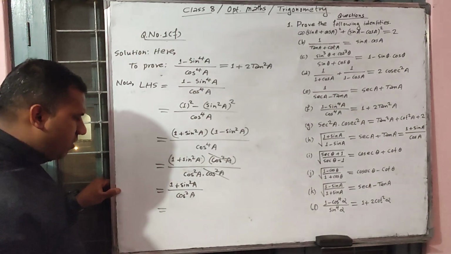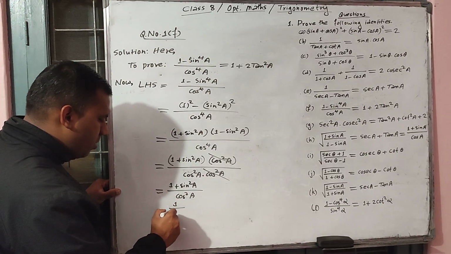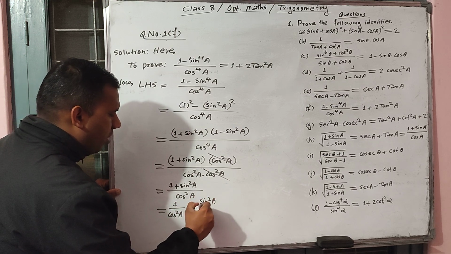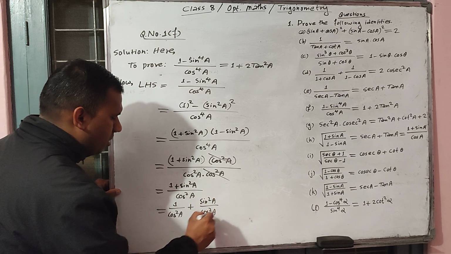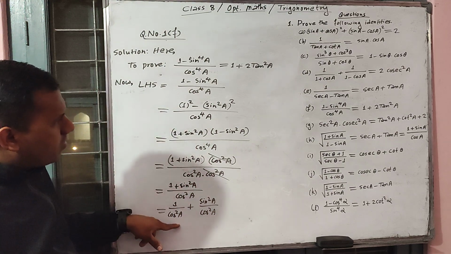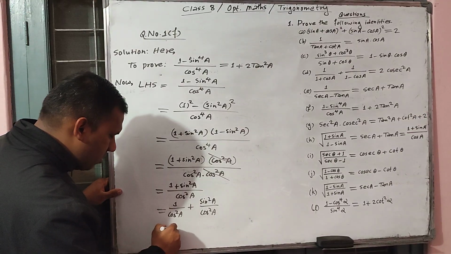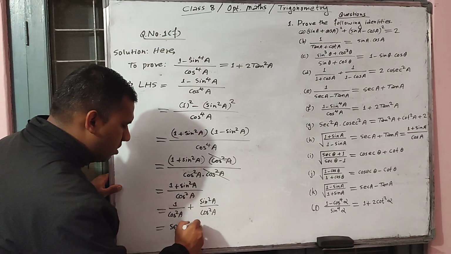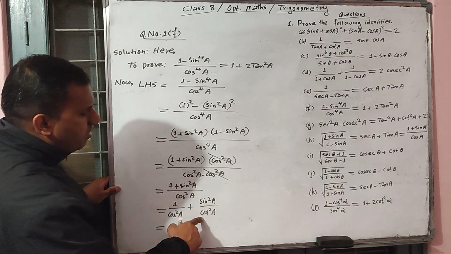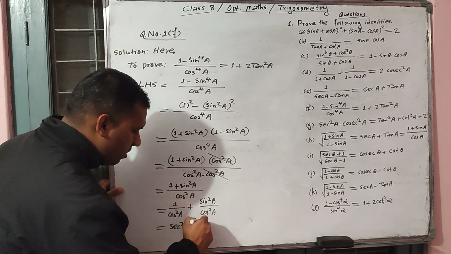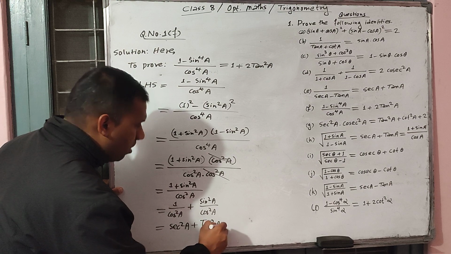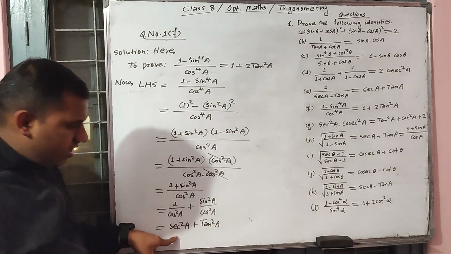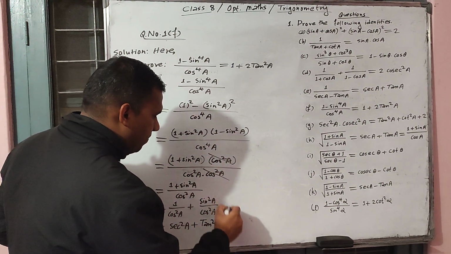Now breaking it, we can write 1 upon cos square a plus sin square a upon cos square a. We know that 1 by cos square a is equal to sec square a, since the reciprocal of cos is sec, plus the formula sin upon cos, that is tan. So sin square a upon cos square a is tan square a. But RHS is in the form of tan. So again we need to take the sec square a in terms of tan.